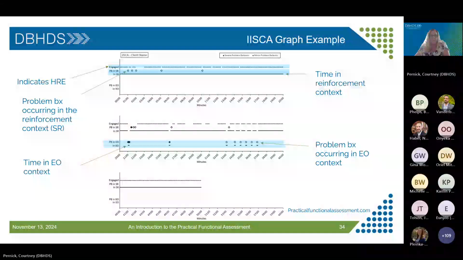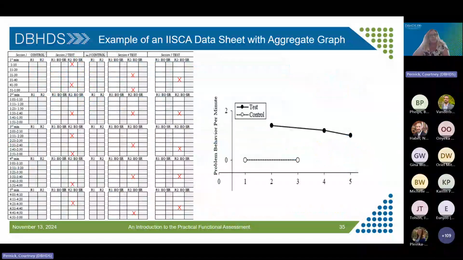Here's another example of a data sheet that you can use. This one is arranged with columns per condition. In this fictional example, the 5-minute ISCA conditions consisted of control, test, test, test. Only precursor behaviors, or R2s, occurred in the 3 test conditions. Precursor behaviors occurred 7 times in the first test condition, 6 times in the second test condition, followed by 5 occurrences in the last test condition.